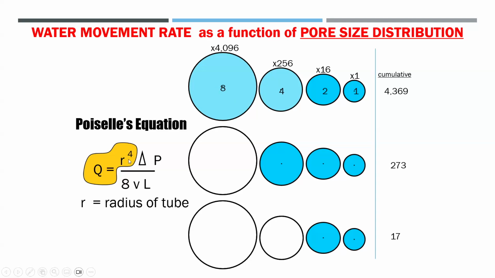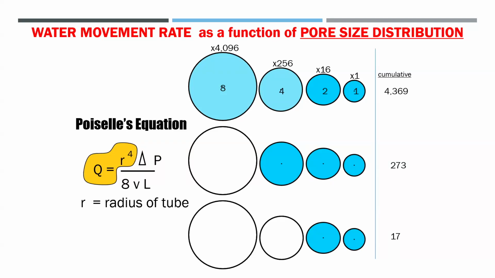Now it's actually 8 times 8 times 8 times 8. So you can see by making it just a few little increments here, I'm really increasing the amount of water that I can run. So why does sand move water so much faster than clay? Sand has bigger pores than clay. It can move a lot more.